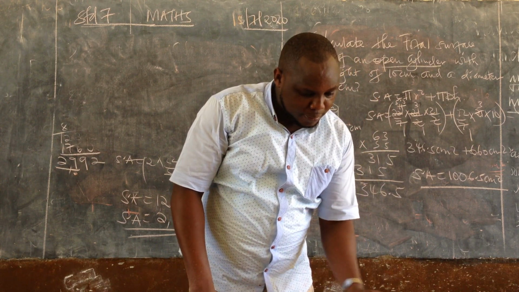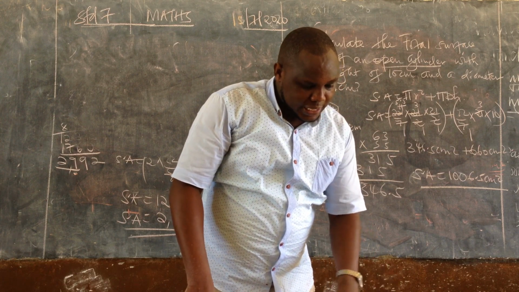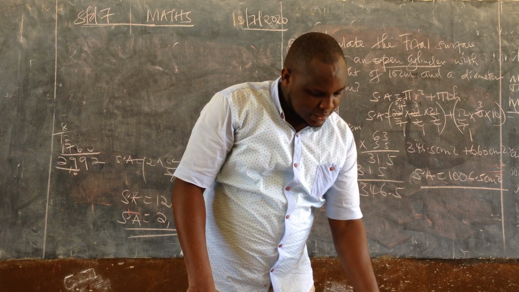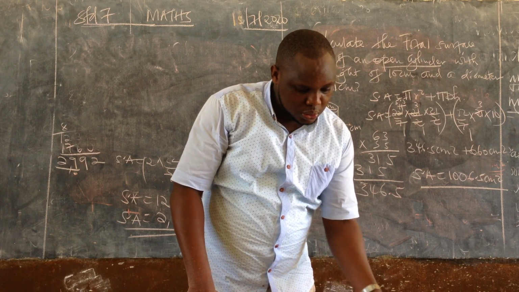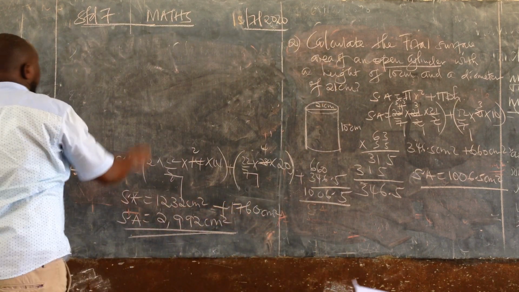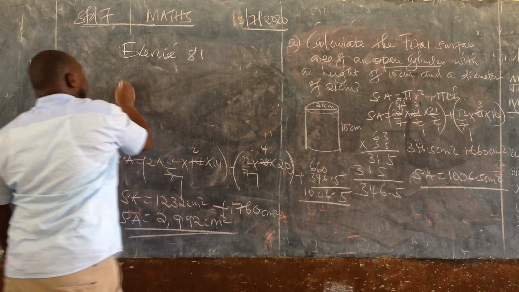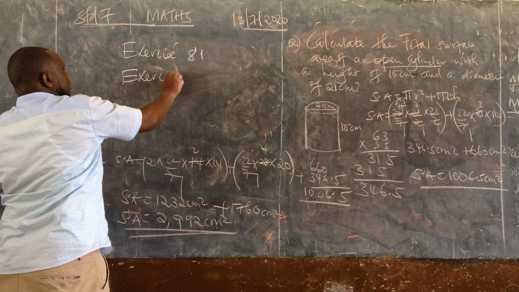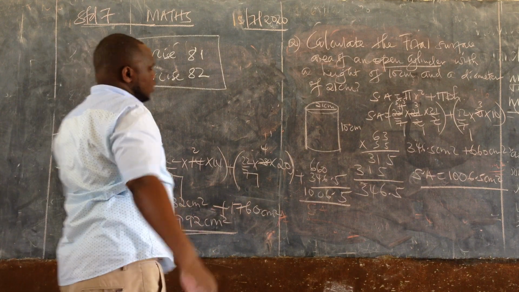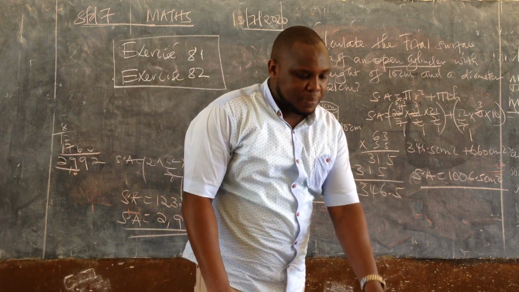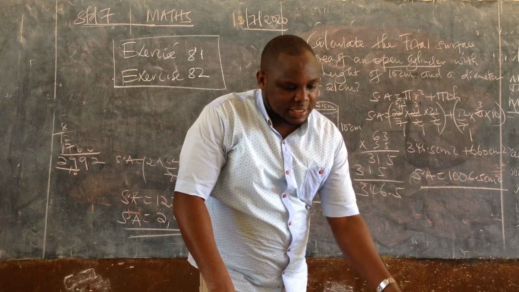So I'm going to give you work from what we have done. So exercise 81 and exercise 82. All these concern cylinders. You're going to find them from where we left our previous lesson. Just if you turn the pages, you see exercise 81 and exercise 82.